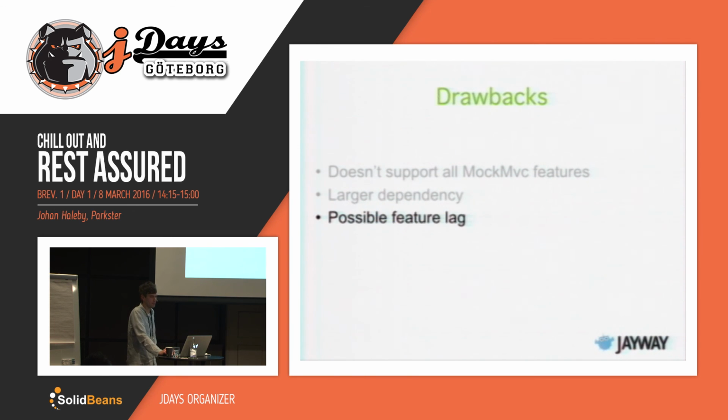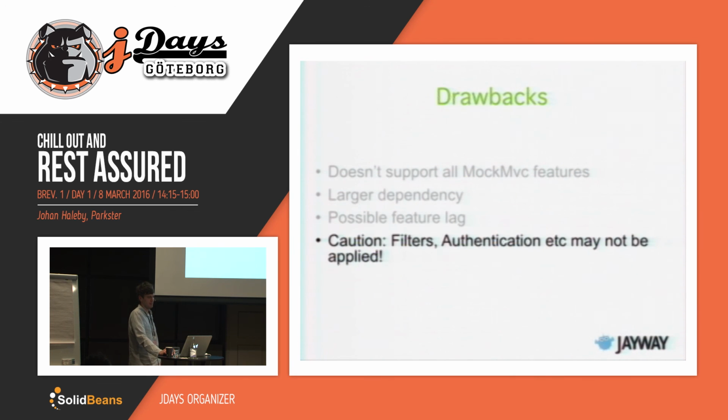And I'm coding as fast as I can, but there will probably be some feature lag when mock MVC releases some new features. I will have to implement that in Rest Assured as well. And this is not a drawback of Rest Assured, but when you're doing these kinds of tests, it can be a little deceiving because you have to apply filters and authentication and stuff like that manually when you're doing unit testing of this resource. So you should have at least some integration tests, even if you only want to write unit tests perhaps, but you should have both.